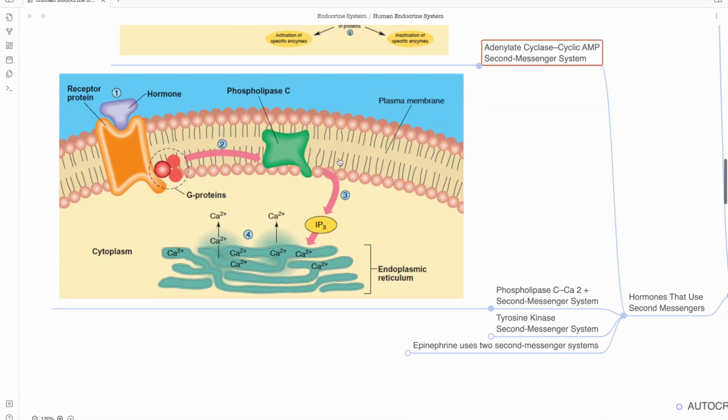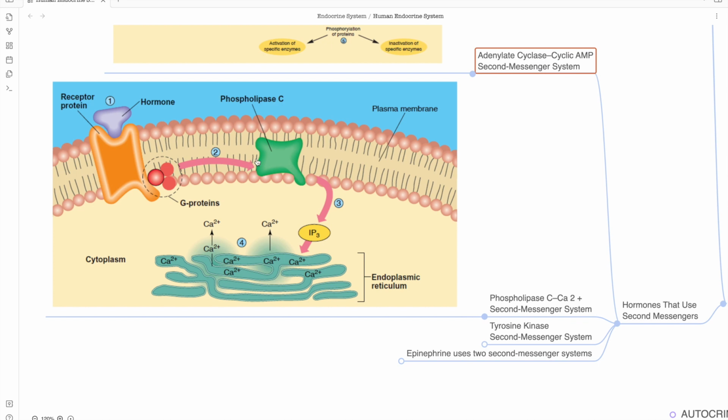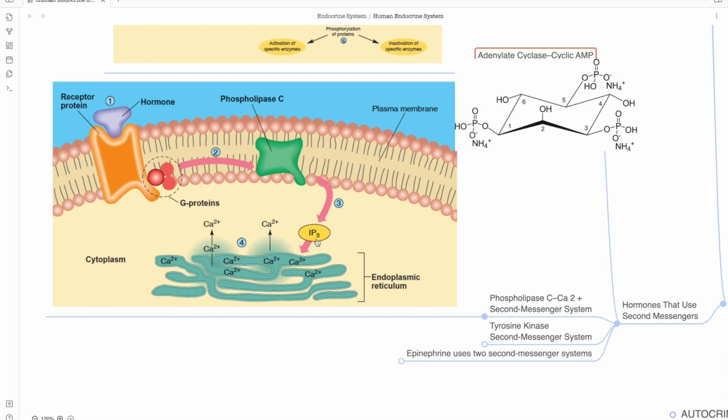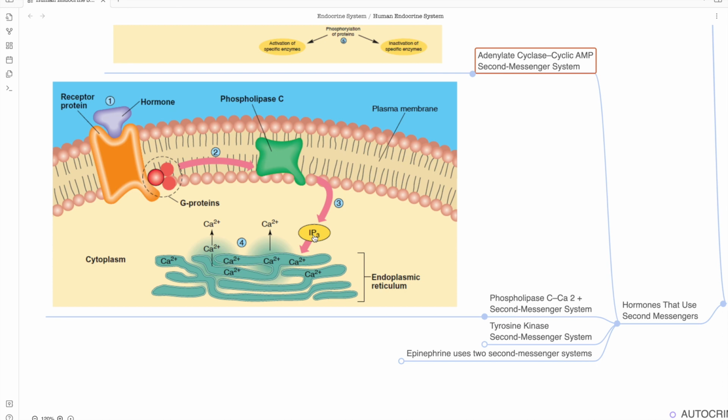But in the case of the phospholipase C calcium system, the active alpha subunit comes and binds with the phospholipase C. Now what is the role of phospholipase C? This phospholipase C will help to produce IP3. What is IP3? That is inositol triphosphate. This is basically an inositol compound where there are 3 phosphates attached. So IP3, inositol triphosphate.